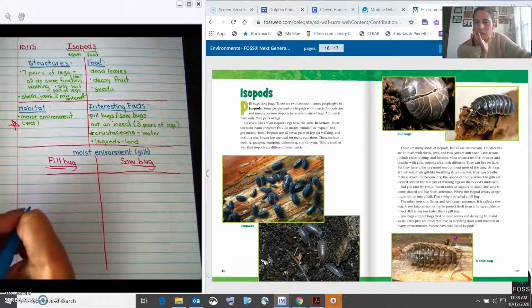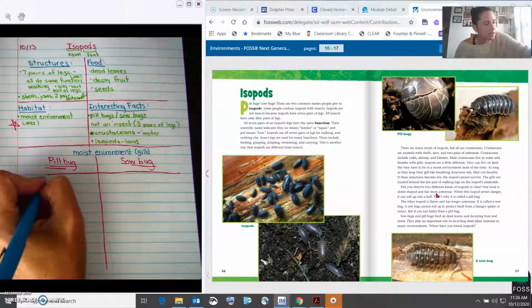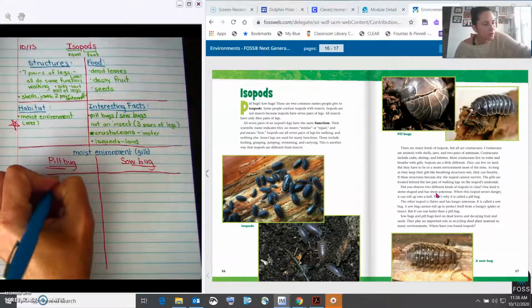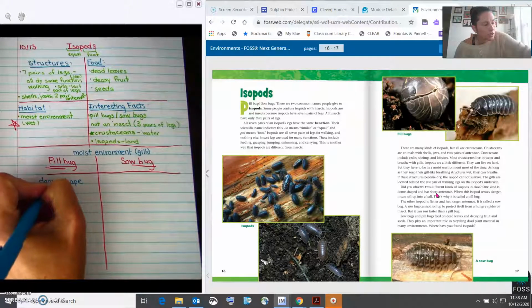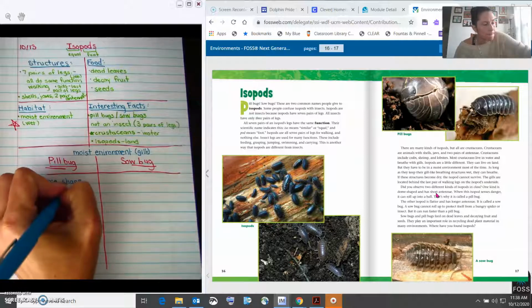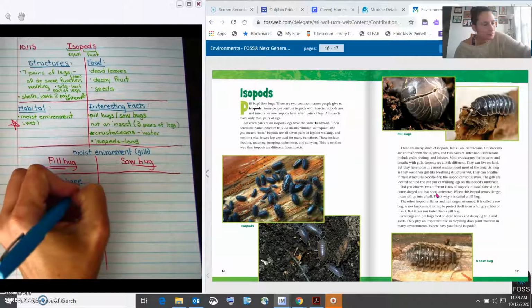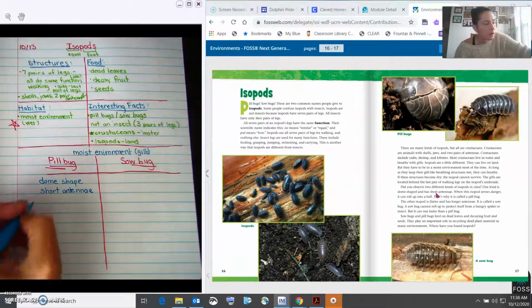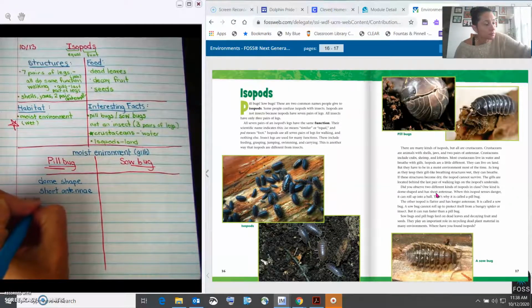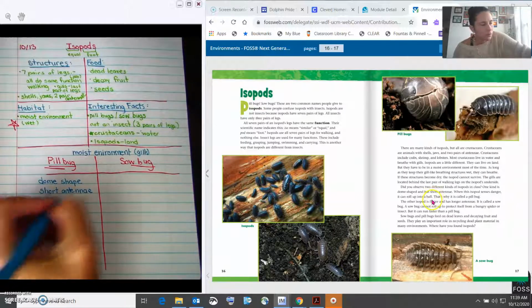All right, so going back to that last one, this first one right here. Did you observe two different kinds of isopods in class? One kind is dome-shaped and has short antennae. So this one is the dome shape. Short antenna. Okay, when it's in danger, what does it do? It rolls into a ball.